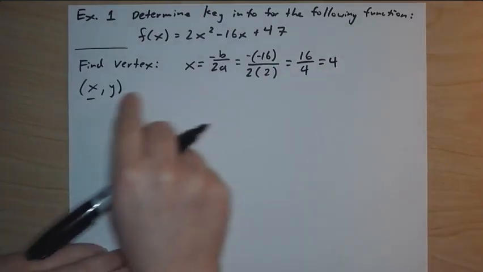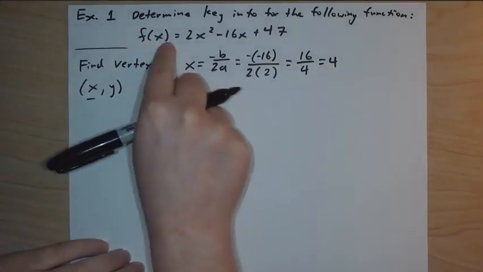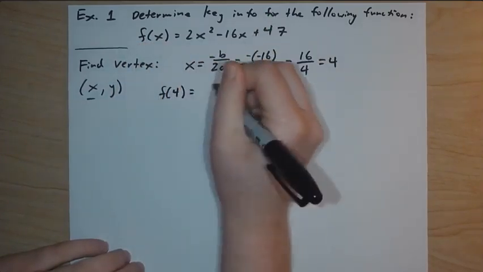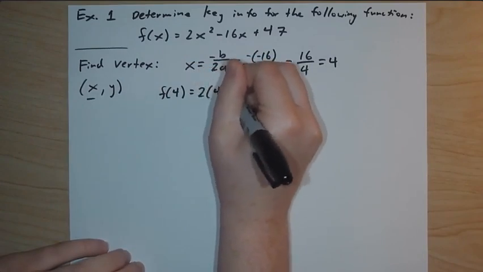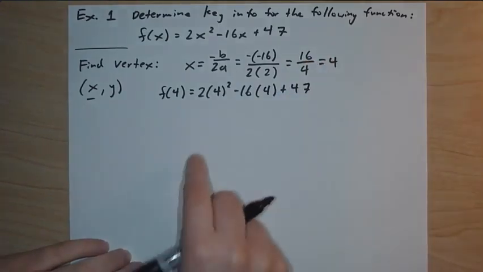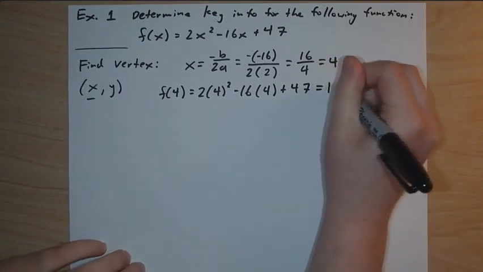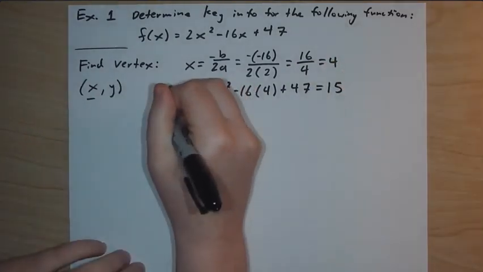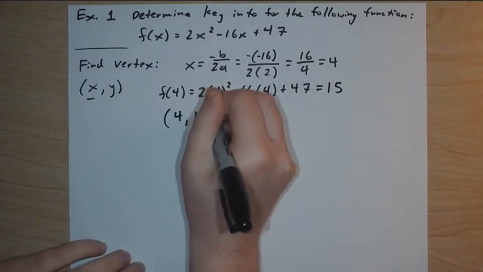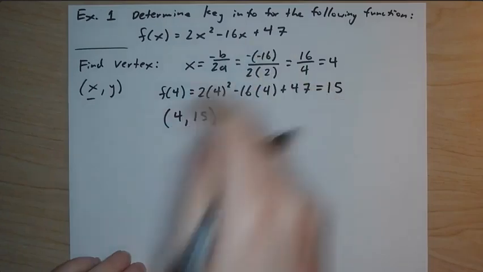Now that we have our x value, we need to find our y value, and we can do that by taking our x value of 4 and plugging it into the function up here. So f of 4 is equal to 2 times 4 squared minus 16 times 4 plus 47. If you plug this into a calculator, you find that this is equal to 15. So our vertex is the point (4, 15). That's the first way of finding a vertex, using the function when it's in standard form.